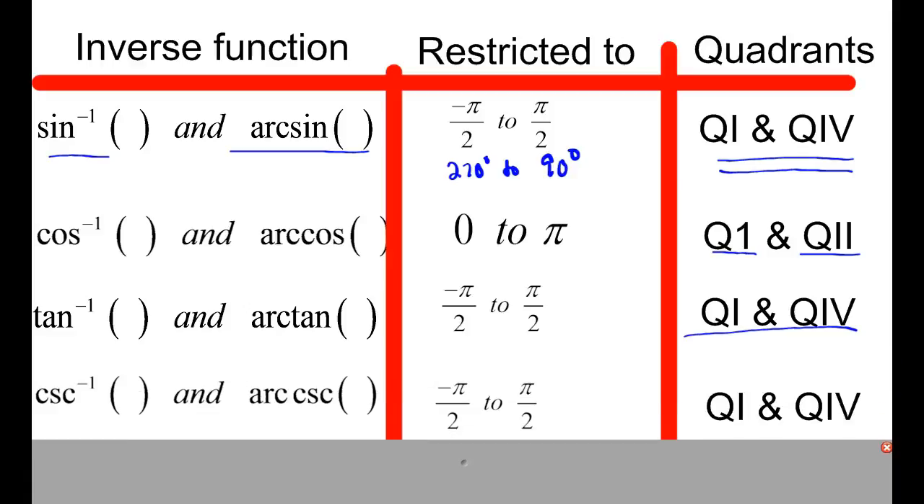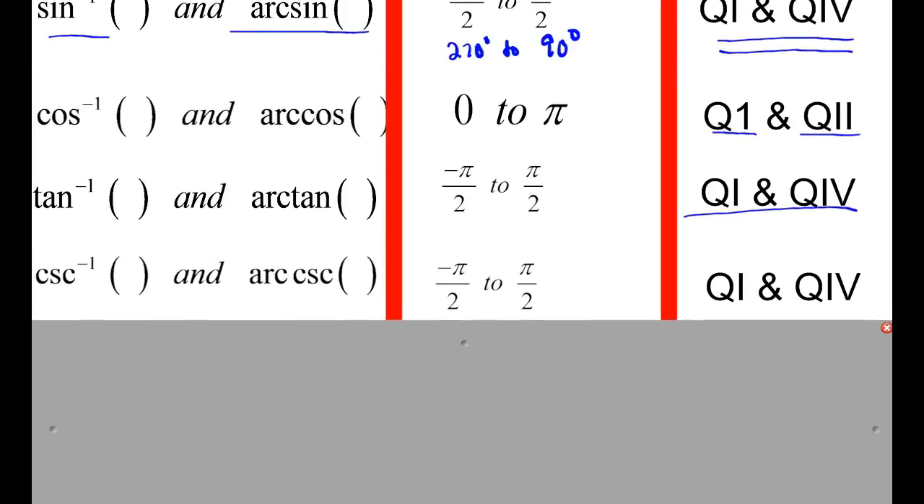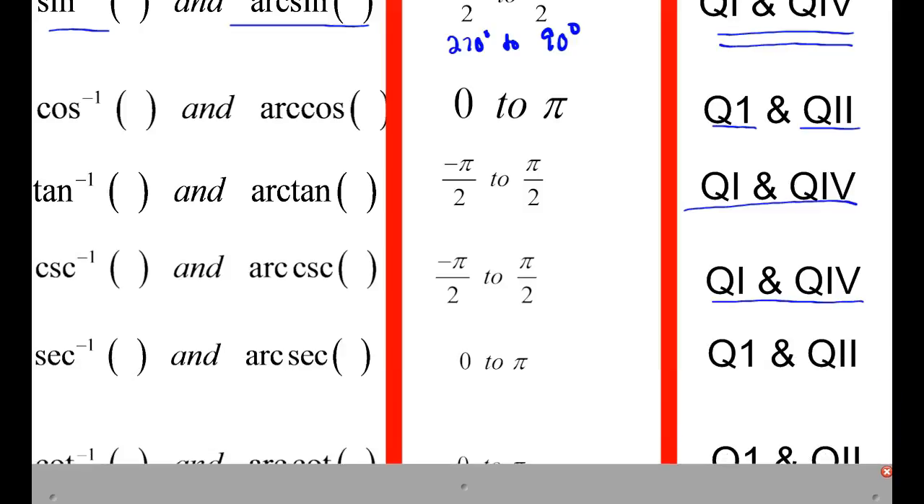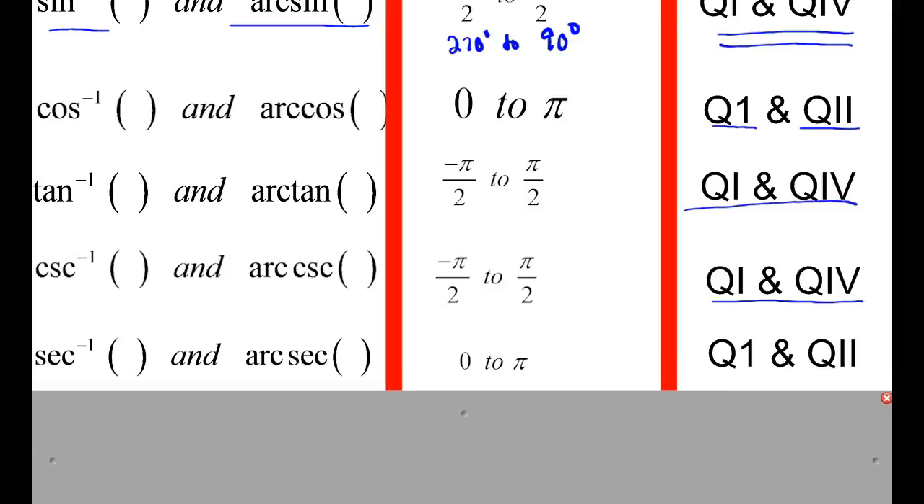Next, we are going to talk about the inverse cosecant. Inverse cosecant is the same as arc cosecant. As you can see, we restrict our answers to -pi/2 to pi/2, which is quadrant 1 and quadrant 4. Again, pause this whenever you need to give everybody a chance to write this down. The fifth inverse function is inverse secant. Inverse secant is the same as arc secant. We're going to restrict our answers to 0 to pi, which restricts us to quadrants 1 and 2.